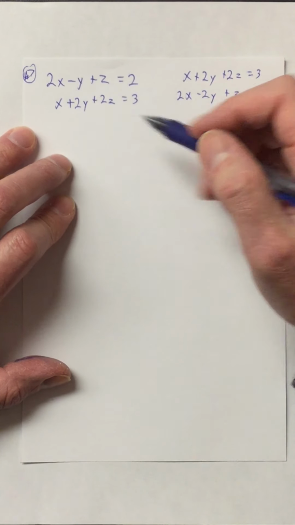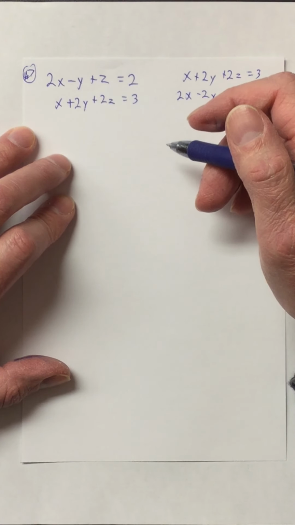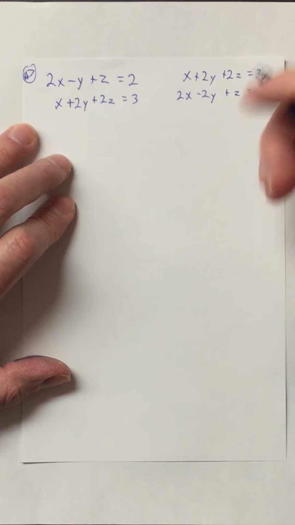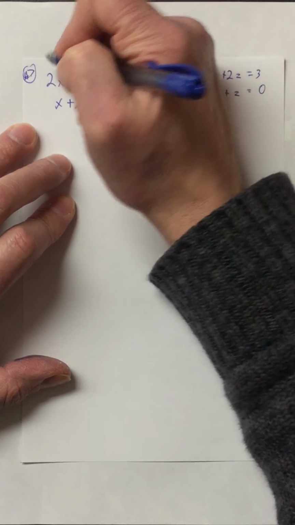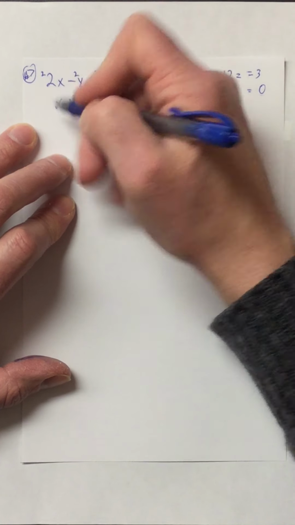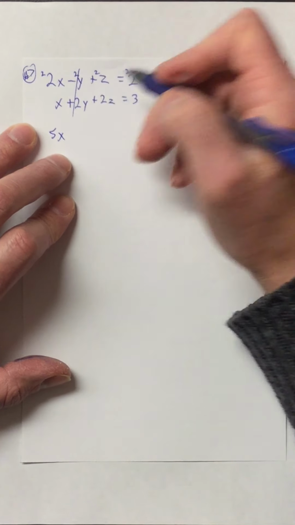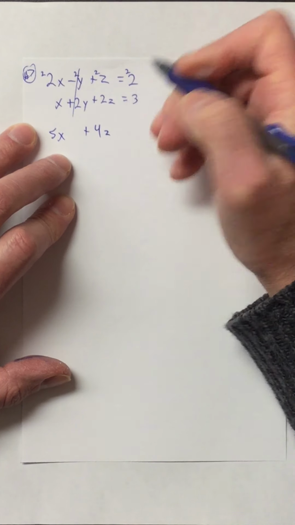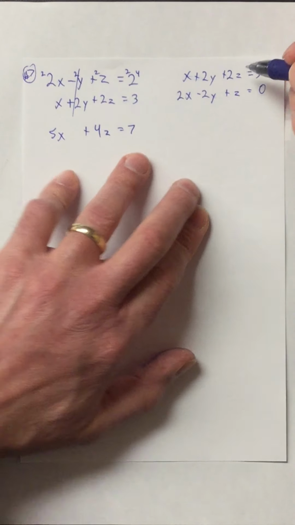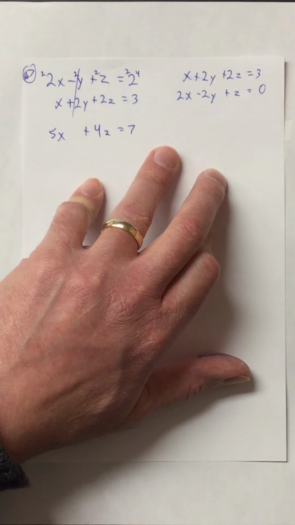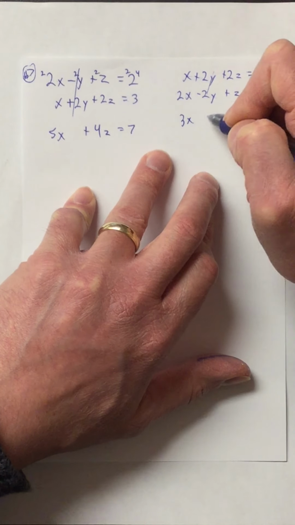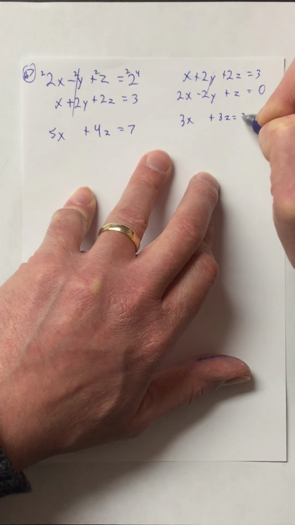All right, looking at the first one here, it looks like if I multiply the top by 2, I get my y's to cancel. So I'll multiply my top by 2, and so that gives me 4x plus 1, 5x here. My y's cancel, plus 4z is equal to 7. Okay, over here, my y's also cancel without changing anything. So if I add those, I get 3x plus 3z is equal to 3.